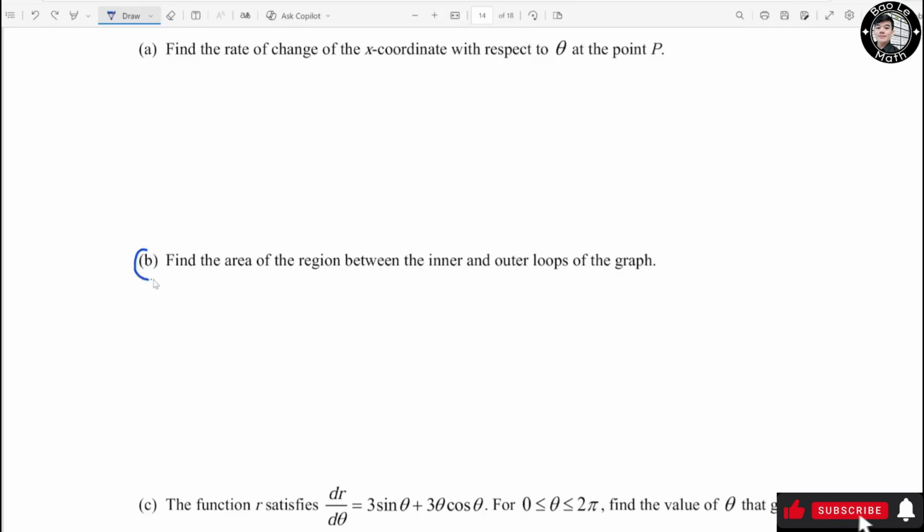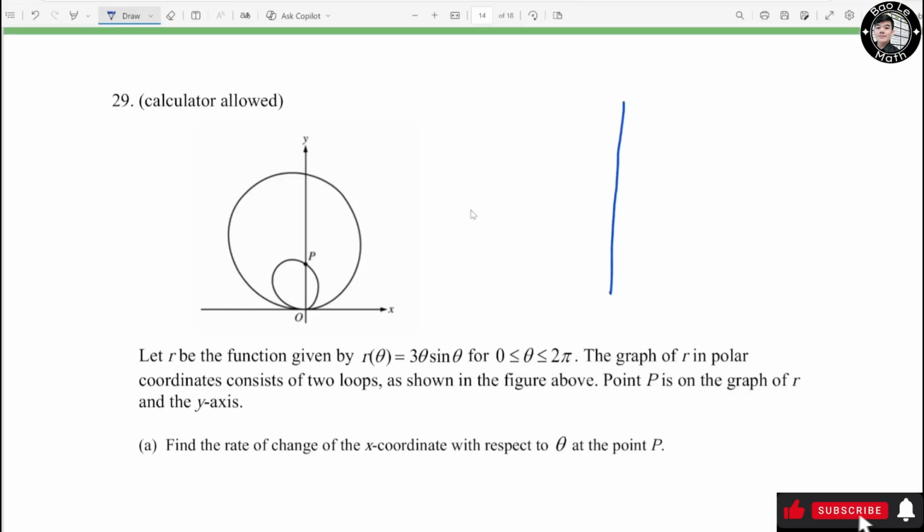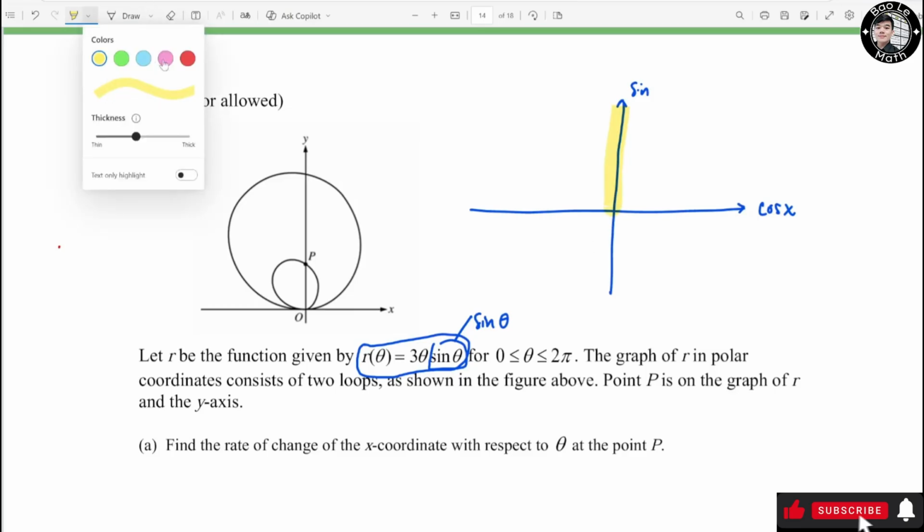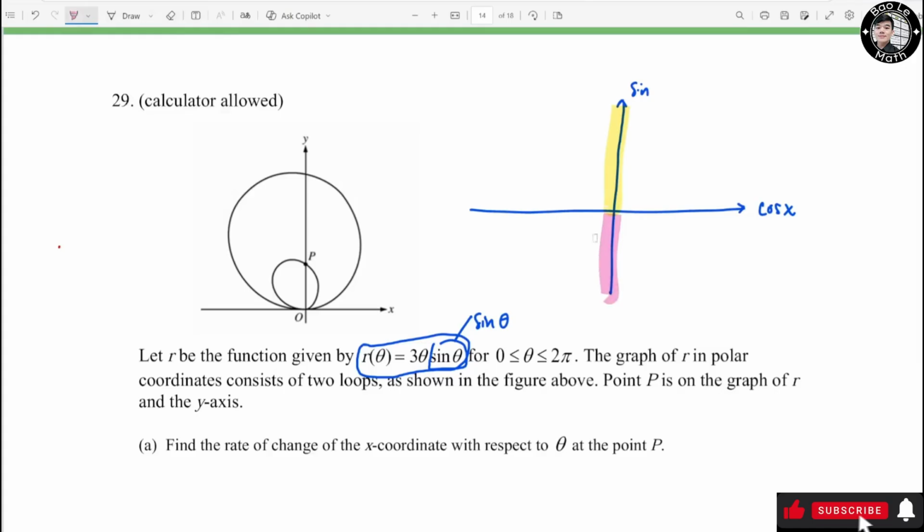Now let's move on to question B. Find the area of the region between the inner and outer loops of the graph. Now think about the unit circle. The y-axis represents the sine function. The x-axis represents the cosine function, right? Now the radius is 3 theta sine theta, right? So the sign of the radius depends on the sign of sine theta, right? The vertical axis is the sine function, so anything above the axis right here is positive, right? And anything below the axis right here is negative, right?